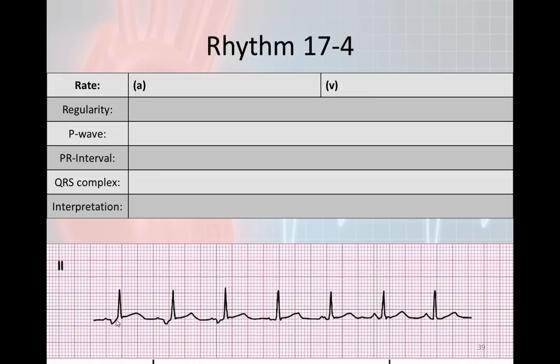On this one right here, let me see here, 300, 150, 175. So we'll say this is like a heart rate of 90.